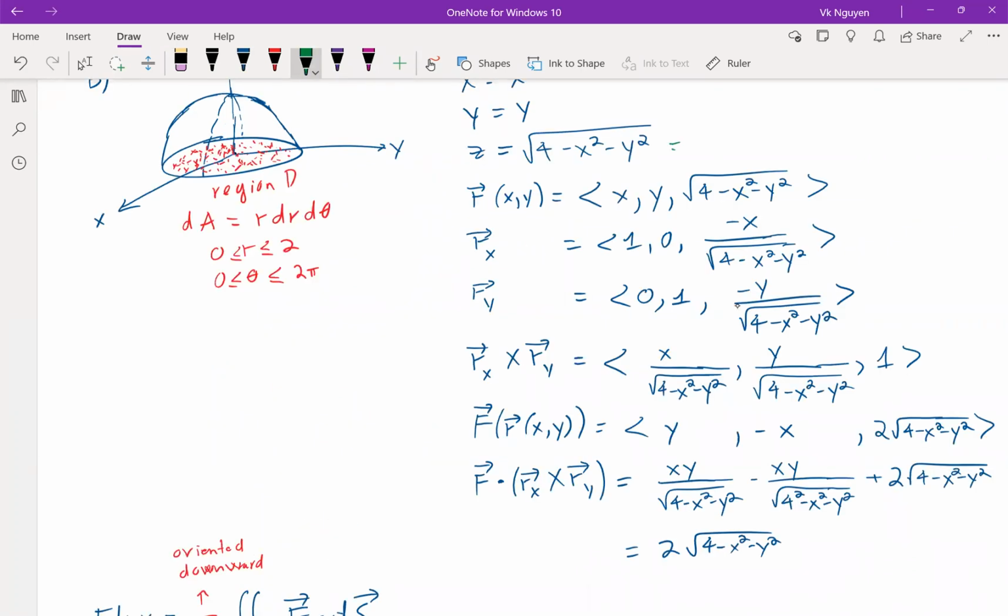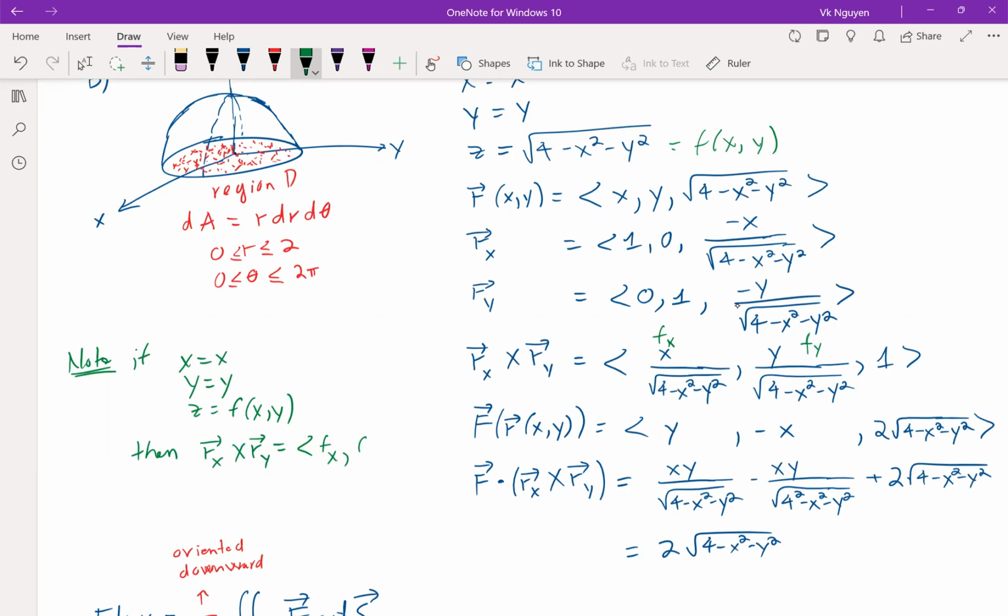If z is equal to f(x, y), right? This looks like f_x and this is like f_y here. So next time you do this, it will be a little faster. Then r_x cross r_y is negative f_x, negative f_y, 1. Yeah, and this is going to cut your time down a lot.